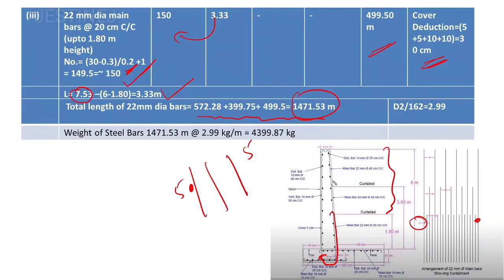1471.53 meter. And if you are taking the weight, d square by 162, you will get 2.99 kilogram per meter. If you multiply these both values, you will get the quantity, that is 4399.87 kilogram. Okay.